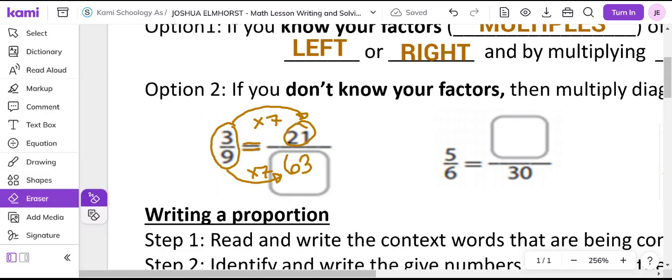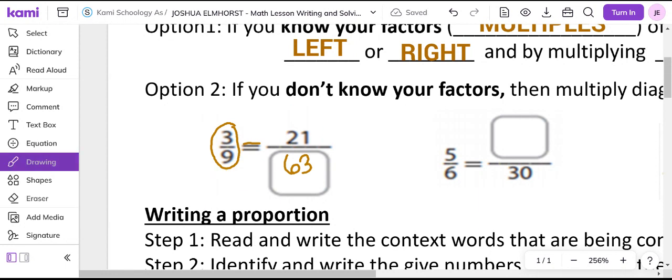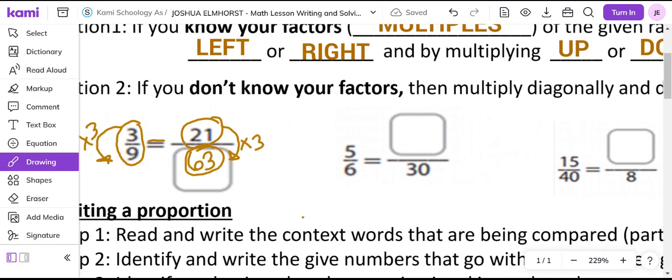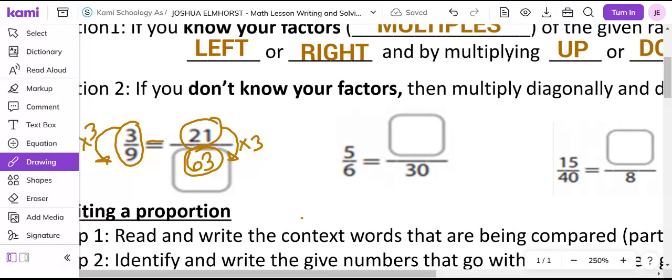So the other way to do this, you don't have to erase this. I'm just going to write it as an example. The other way to do it is to look within the fraction. So 3 times 3 is 9. And if you go on the other side here, use that same factor, go up from the top down, multiply 21 times 3, and you're going to come up with the same missing part. So this is a little more of the quick factor method to solving proportions.